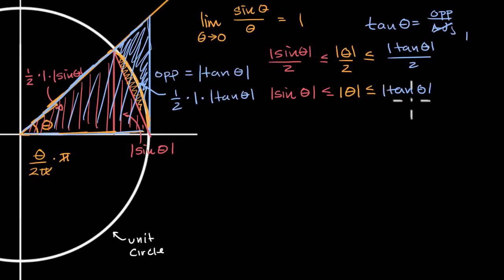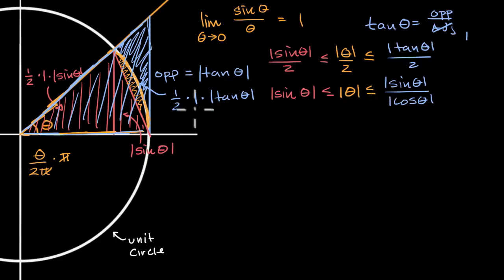And let's see, actually instead of writing the absolute value of tangent of theta, I'm going to rewrite that as the absolute value of sine of theta over the absolute value of cosine of theta. That's going to be the same thing as the absolute value of tangent of theta. And the reason why I did that is we can now divide everything by the absolute value of sine of theta. Since we're dividing by a positive quantity, it's not going to change the direction of the inequalities.